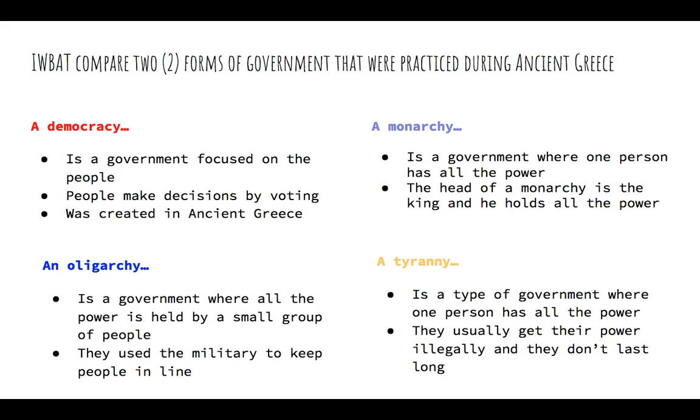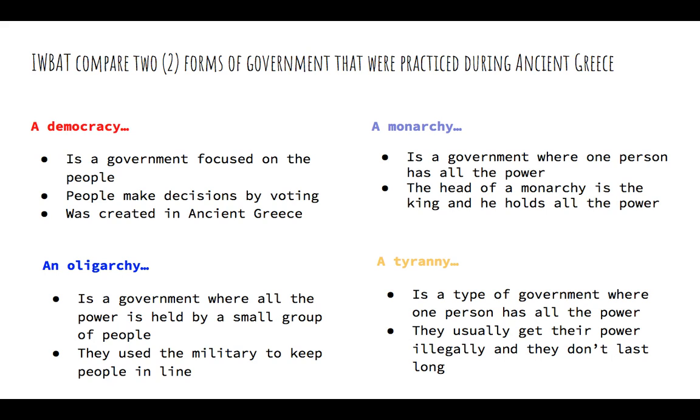A monarchy is with a king. A monarchy is a government where one person has all the power. The person in charge of the monarchy is the king, and that one person has all the power. It gets passed down from family member to family member, usually males. Greece was and kind of still is a very patriarchal, male-driven society. And we hear about monarchy a lot when we're learning about Europe in general. You'll learn more about the monarchy in 7th grade when we talk about King George III and the colonies rebelling against him.